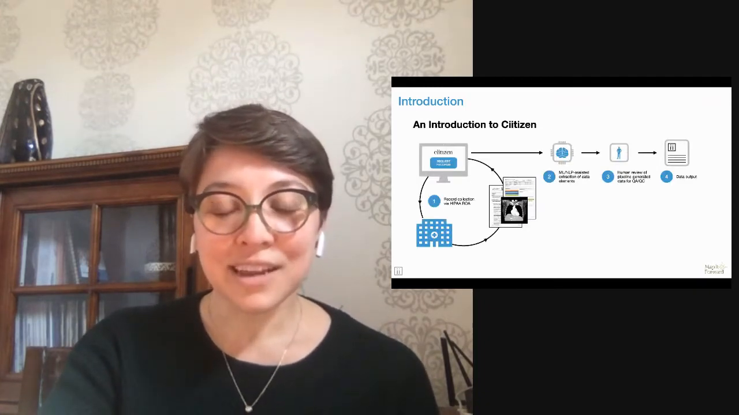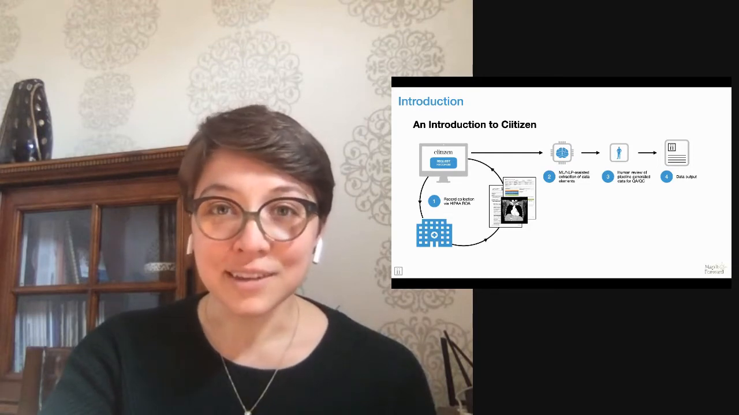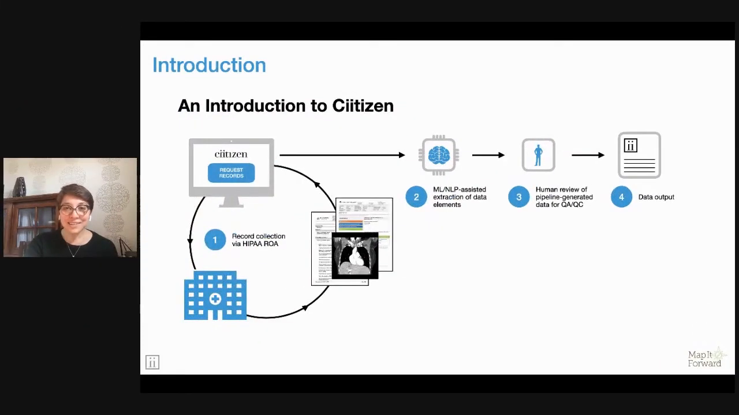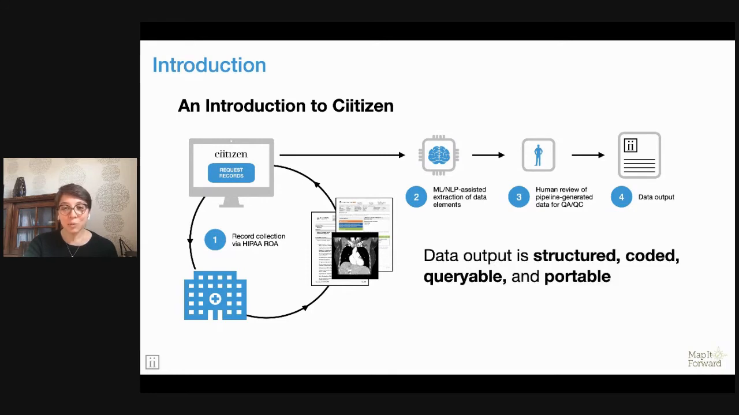And I'm going to start today by sharing an overview of the Citizen platform. Citizen is a patient-mediated platform that collects and stores medical records and imaging on behalf of patients. We have also developed a machine learning and natural language processing assisted approach to extraction, and that data is also reviewed by clinicians as part of our QA and QC. The resulting output of our data is a research-ready dataset that is structured and normalized.